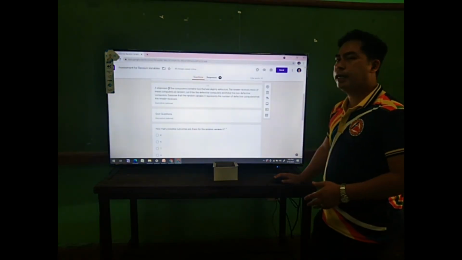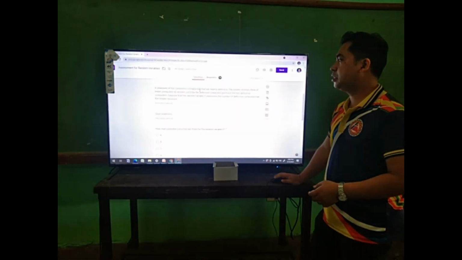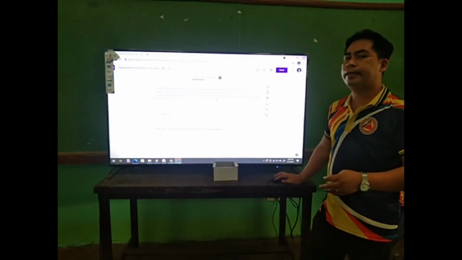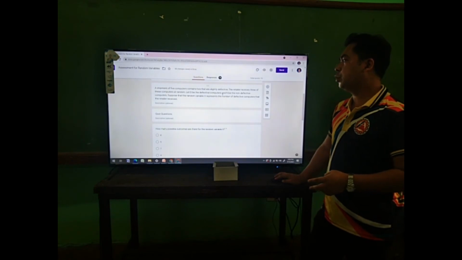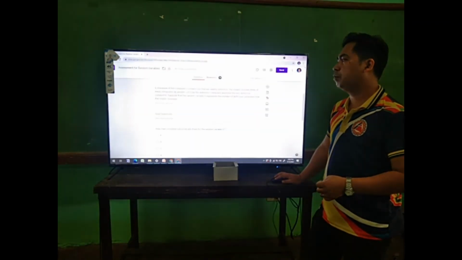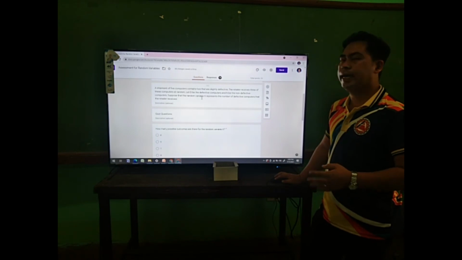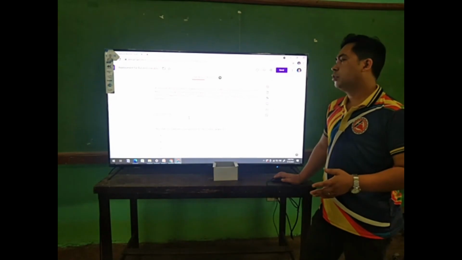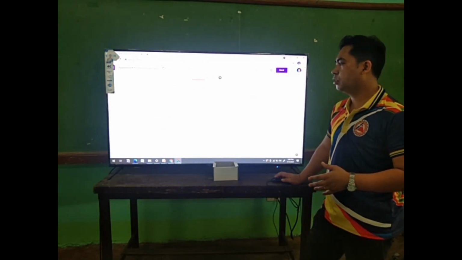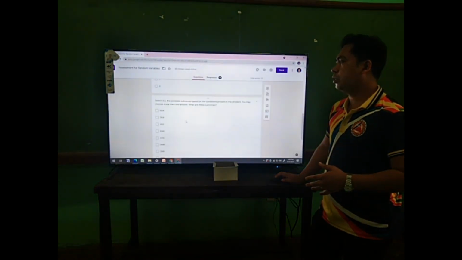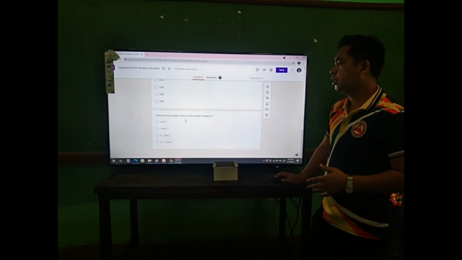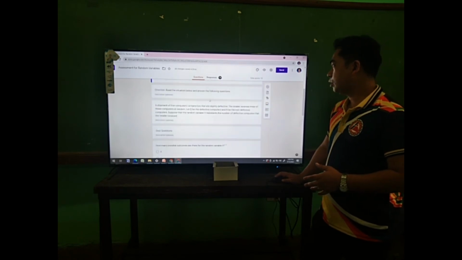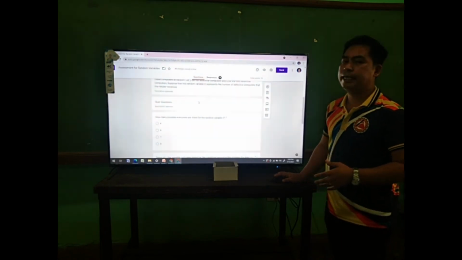So this is the problem. A shipment of 5 computers contains 2 that are slightly defective. The retailer receives 3 of these computers at random. Let D be the defective computers and N be the non-defective computers. Suppose that the random variable X represents the number of defective computers that the retailer received. Here you have the questions. All you have to do is select the correct answer for the given questions and submit your answers. The total points for this quiz is 10 points.